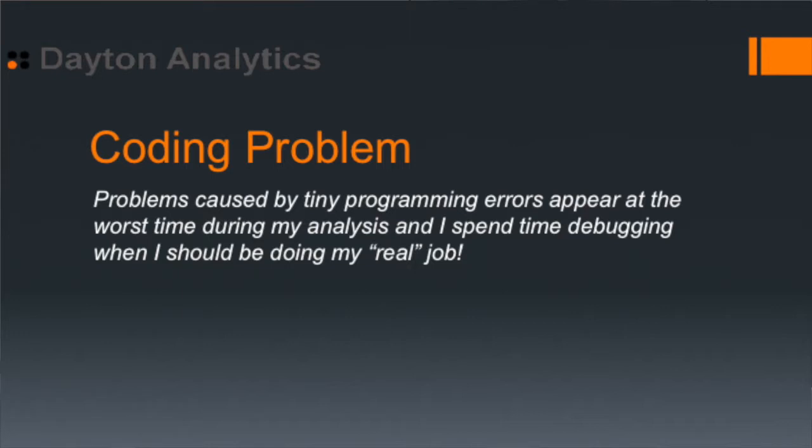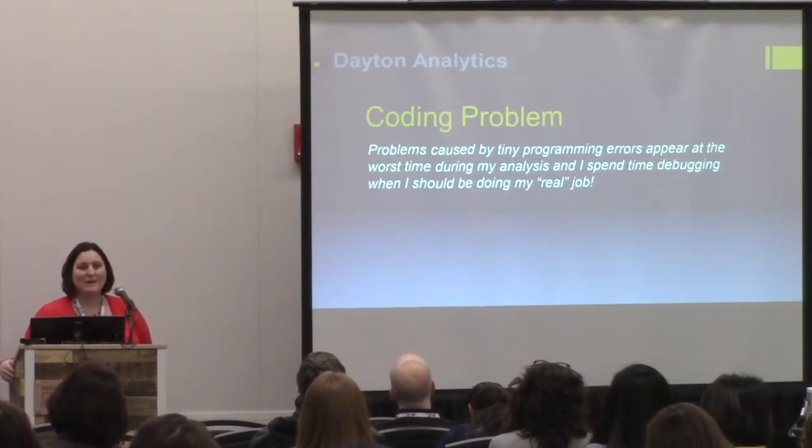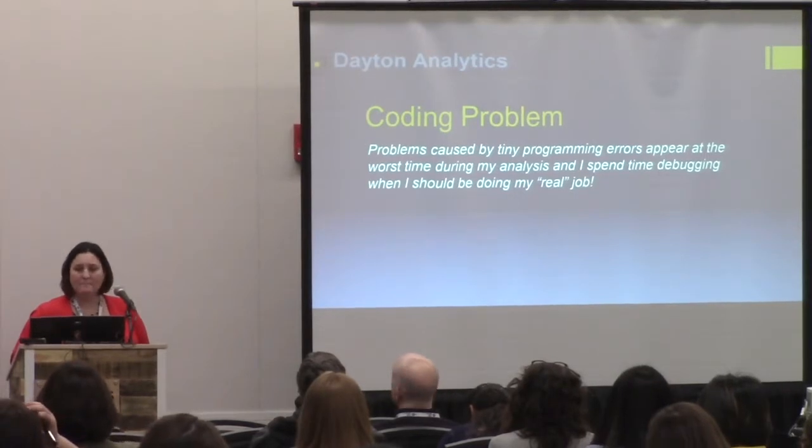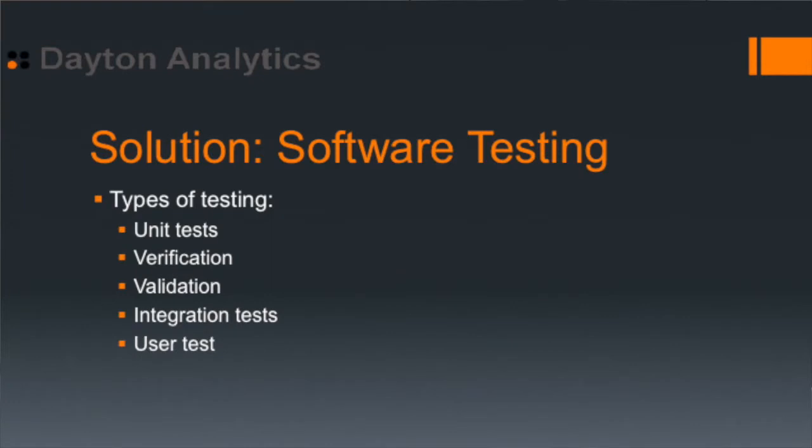So the first one, you have a tiny bug in your code, and it shows up at the worst time. It's when you have something better to be doing than debugging code. You have a deadline, you're supposed to be doing analysis, you're not supposed to be fixing something that you or someone else wrote weeks ago. So the solution is to test your software before it's time to do analysis.